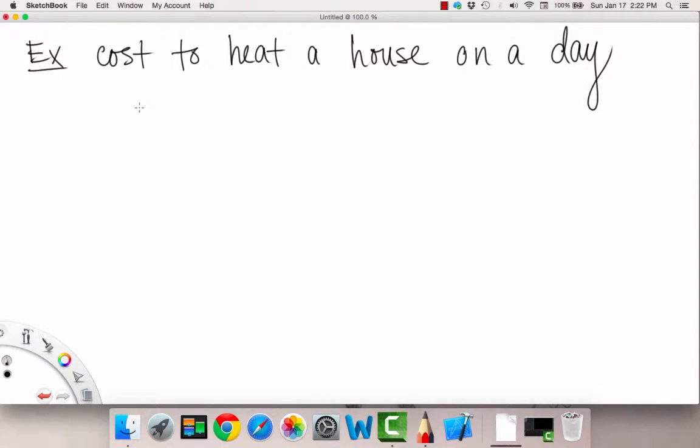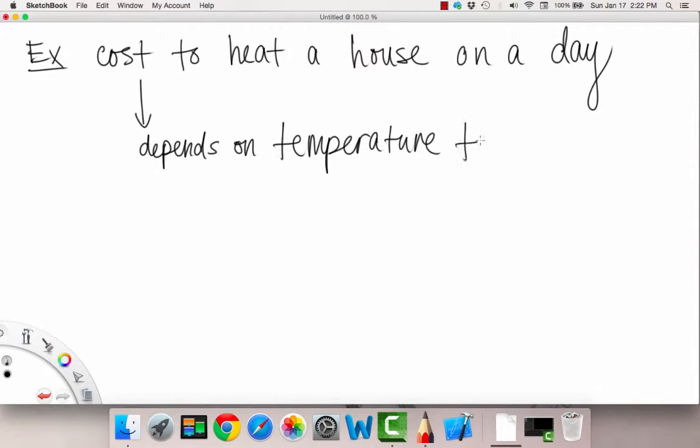The first thing is, the cost to heat a house depends on the temperature that day. If it's cold, then you're probably going to be using your heater more, and if it's hot, then you're probably not going to use the heater at all. So we have that the cost depends on the temperature that day. Is that all?